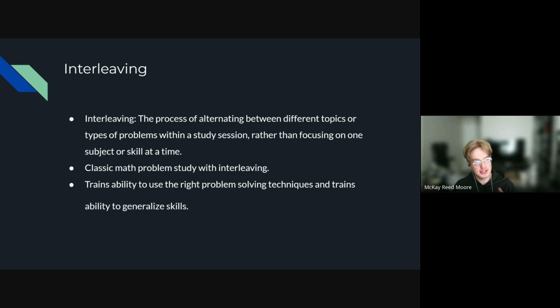So what this does is it builds your ability to not only solve problems, but also to understand what approach you need to solve the problem. So the ability of identifying the correct strategy in a given context is beneficial here.